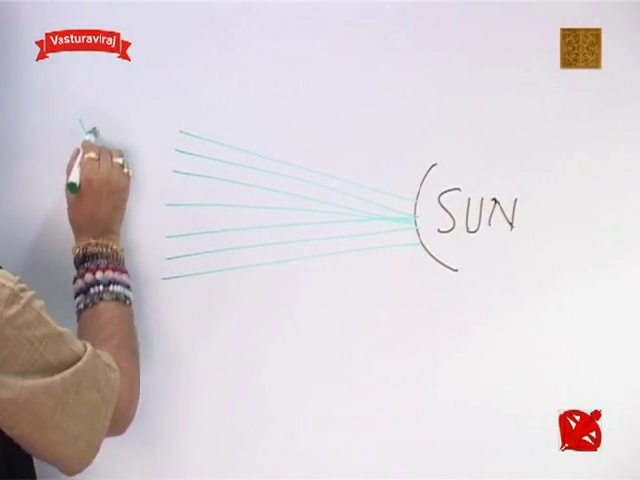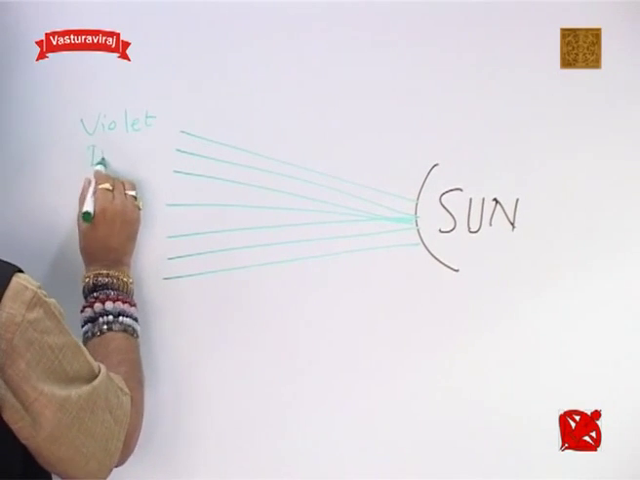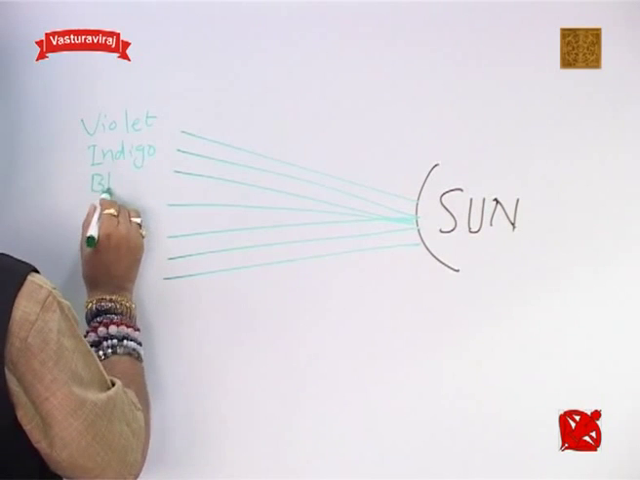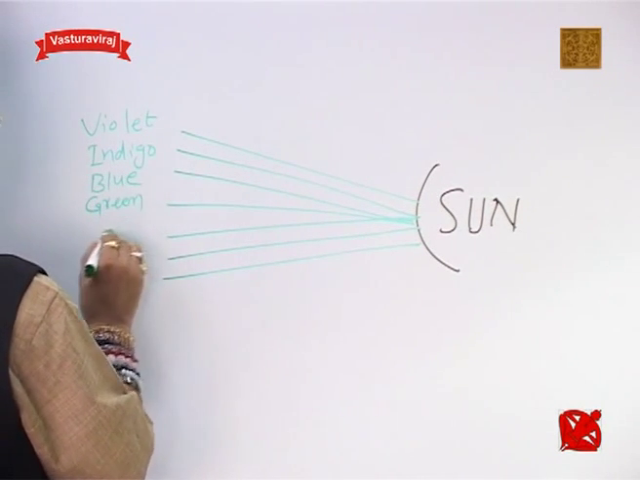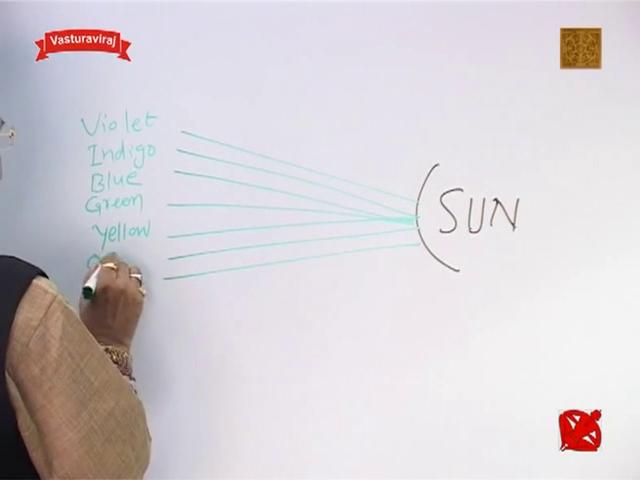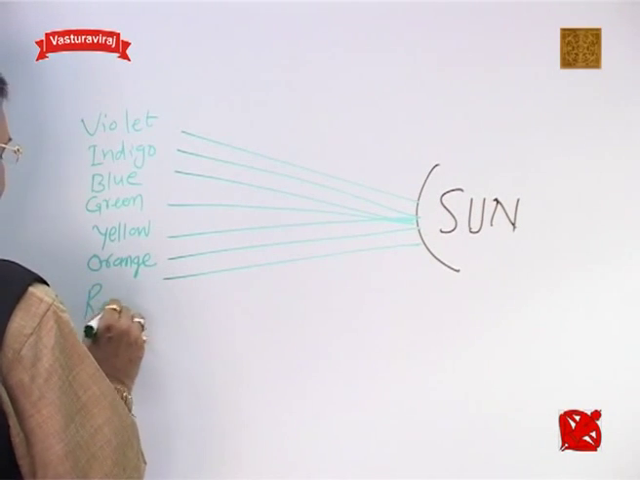That is called violet, indigo, blue, green, yellow, orange and red.